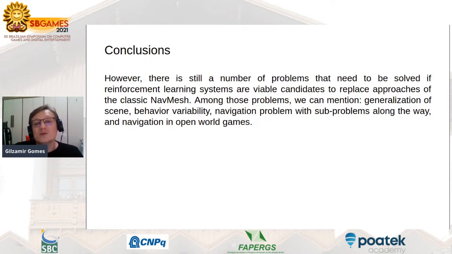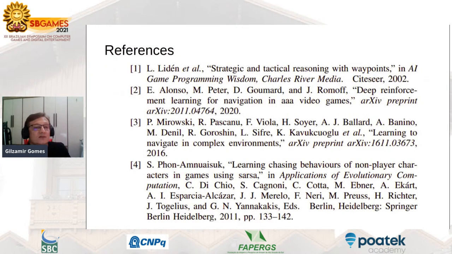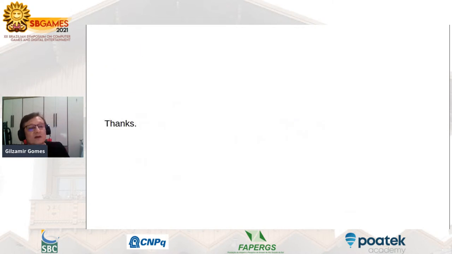Among those problems, we can mention generalization of scene, behavior variability, navigation problems with subproblems along the way, and navigation in open world games. Some references used in this paper. Thanks a lot. See ya.